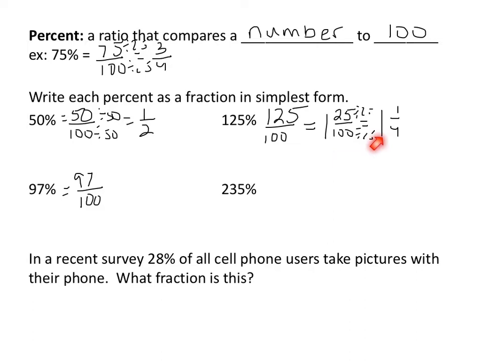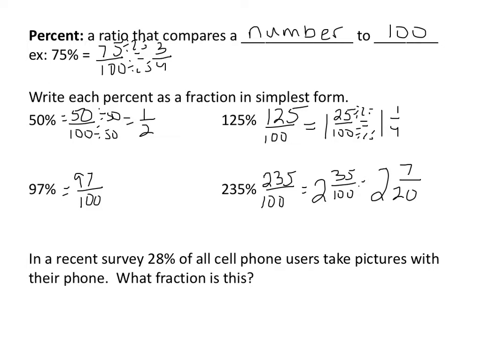So 235% is going to be the same type of thing. It's really 235 out of 100, which is the same as 2 and 35 hundredths, because 100 goes into 200 twice. 5 goes into both of these, so divided by 5 would be 7. So we have 2 and 7. 100 divided by 5 is 20, so 2 and 7/20.